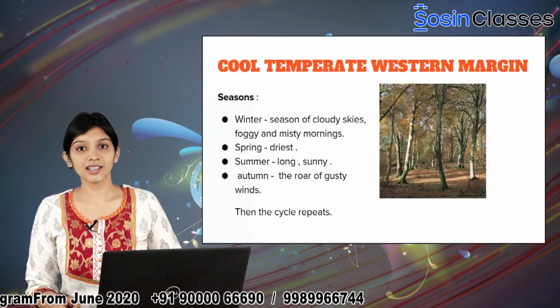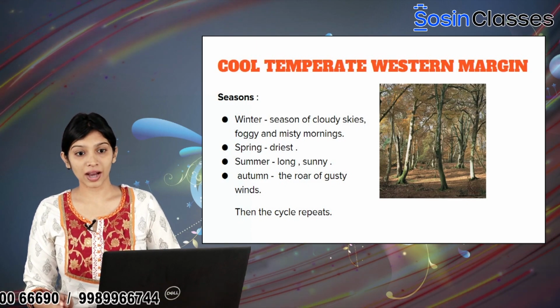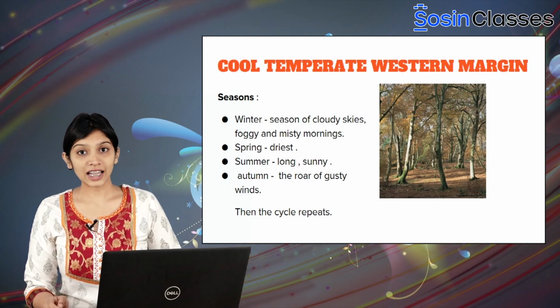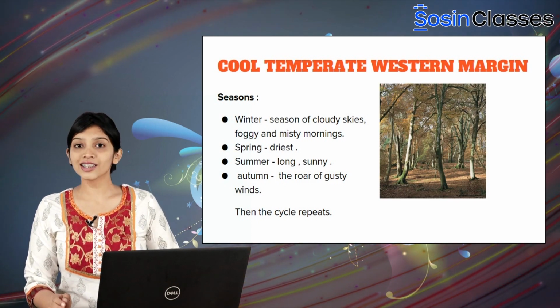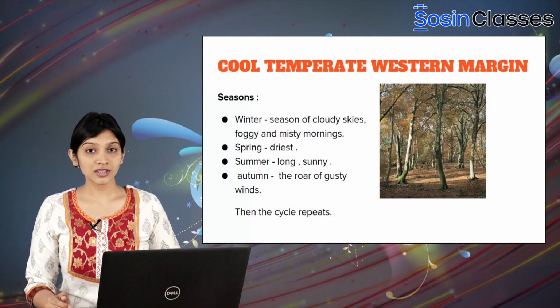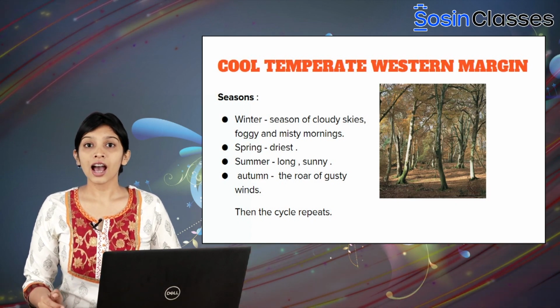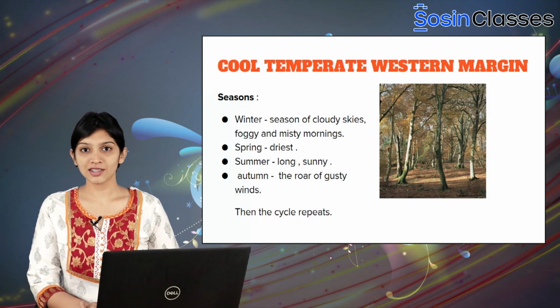Let us look at these seasons. First, we have the winter. Winter is characterized by cloudy skies, foggy and misty mornings. Then comes the spring. Spring is believed to be the driest of all the other seasons in the British climatic region. We then have summers that are long and sunny, followed by autumn. Autumn is windy and the trees shed their leaves. Then the whole cycle repeats itself.